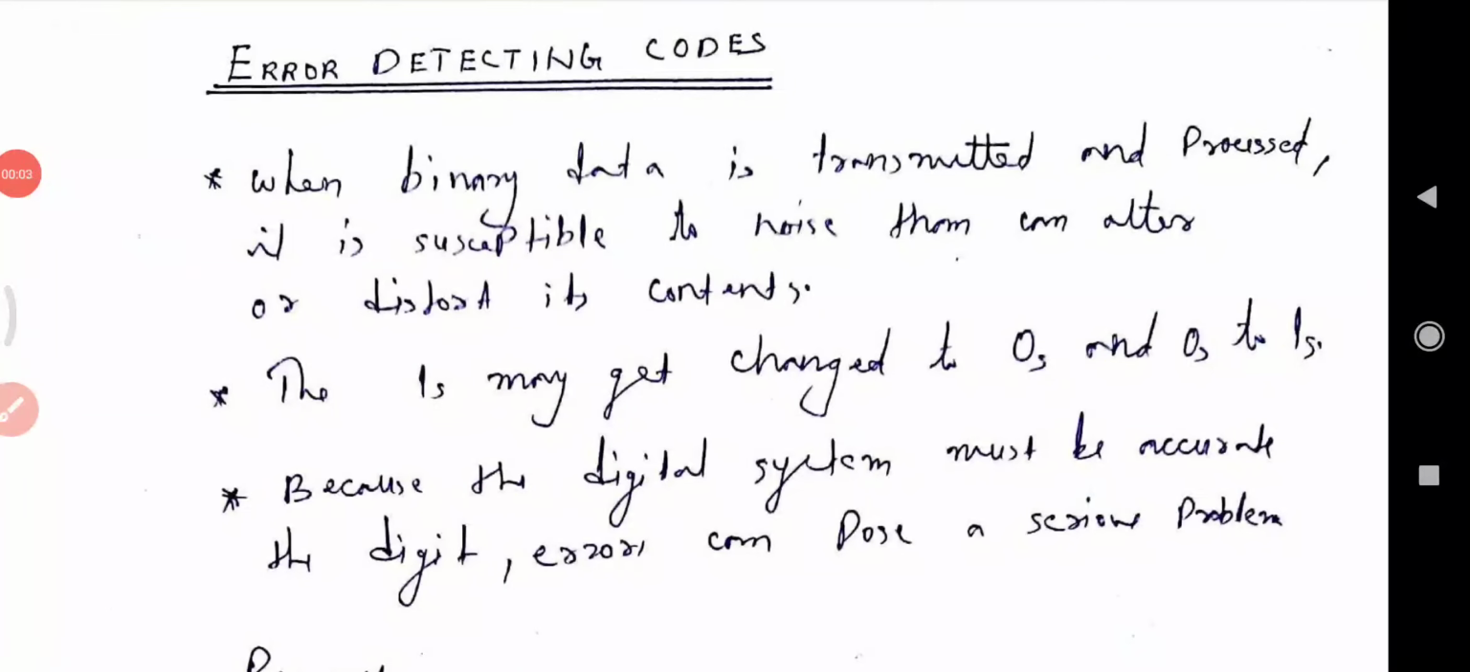Dear students, our next topic is the error detecting codes. In this topic, you have to know that when binary data is transmitted through a long distance or processed, there is a chance of noise altering or distorting its contents. That is, some noise is added to this binary data.